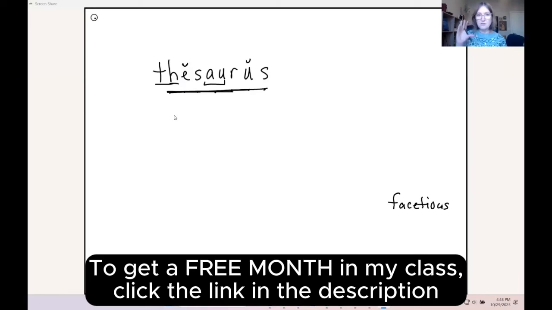Thesaurus. A thesaurus is a book that gives you a lot of synonyms for words. If you give it a word, it'll tell you all of the other words that mean the same thing. It's so handy. I use them every week. A thesaurus. To answer your question, Mohammed, about facetious, why does this A say uh down here? It's making the schwa sound because it's toward the beginning of a word and there's another vowel 2 doors down.